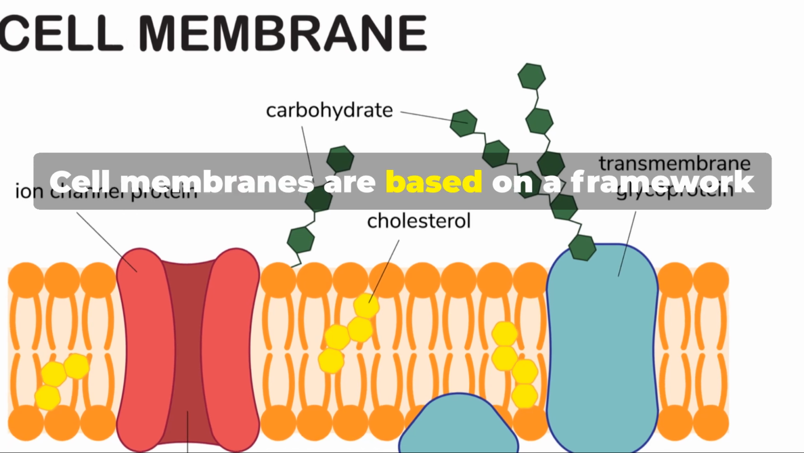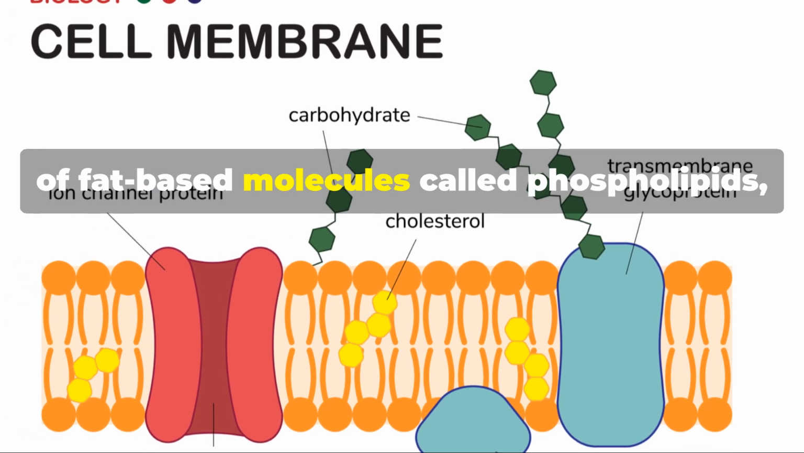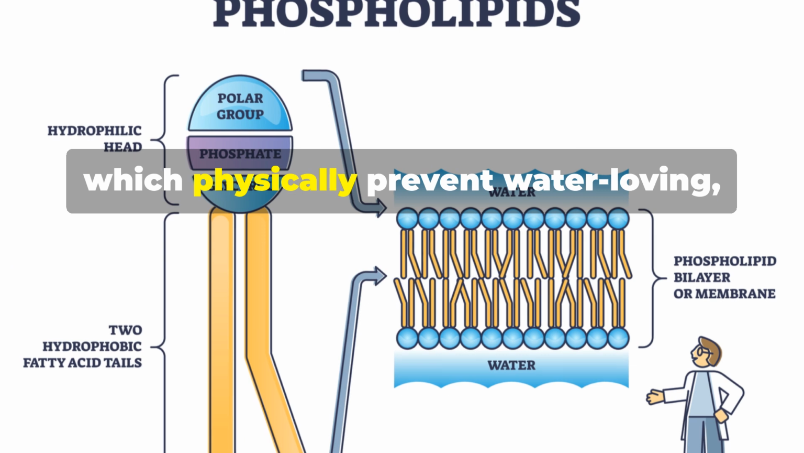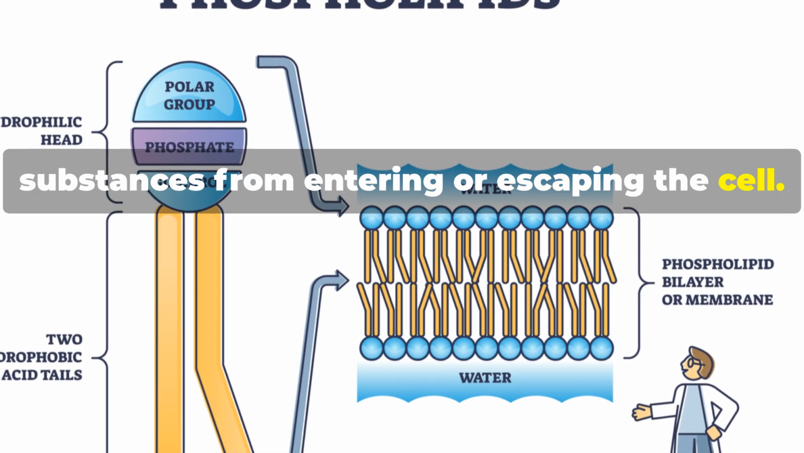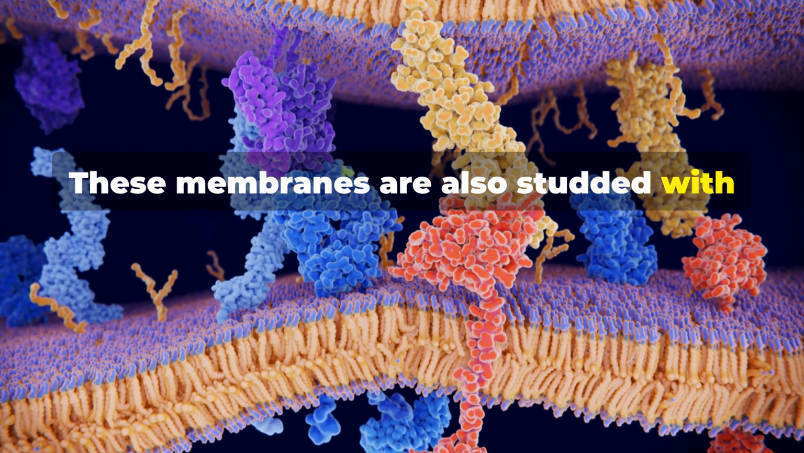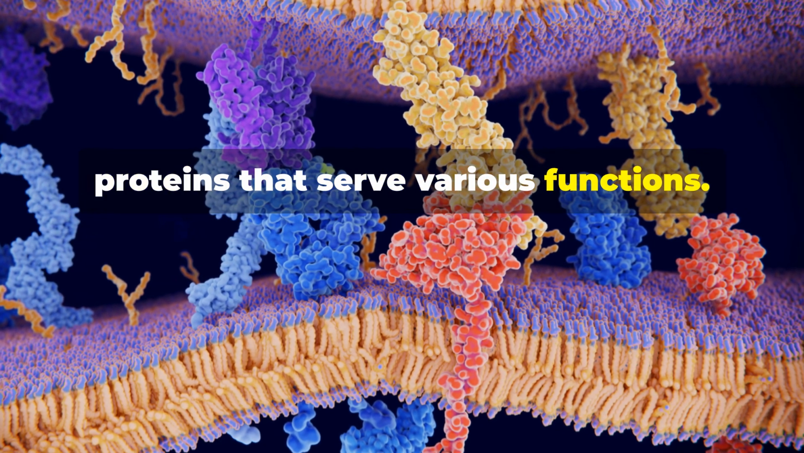Cell membranes are based on a framework of fat-based molecules called phospholipids, which physically prevent water-loving or hydrophilic substances from entering or escaping the cell. These membranes are also studded with proteins that serve various functions.